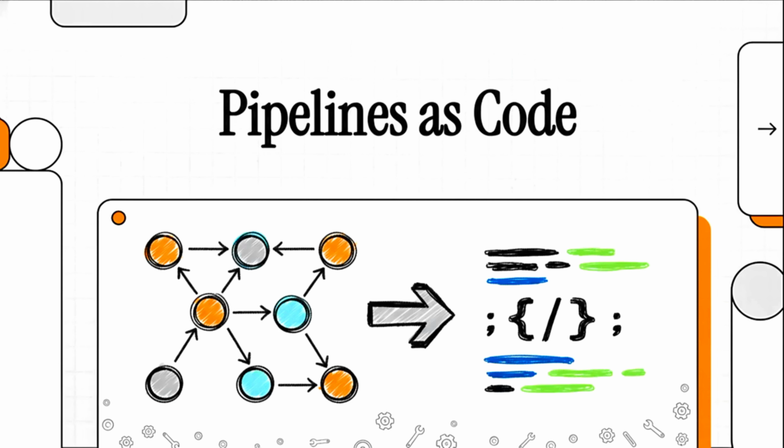Have you ever wondered how some companies manage to release new software features multiple times a day? Well, it's not magic. It's a philosophy called pipelines as code. The idea is to stop clicking around in user interfaces and start committing, treating the pipelines that build and release your software just like you treat your application code. So today we're going to break down exactly how that works.